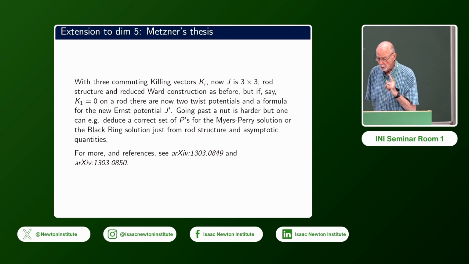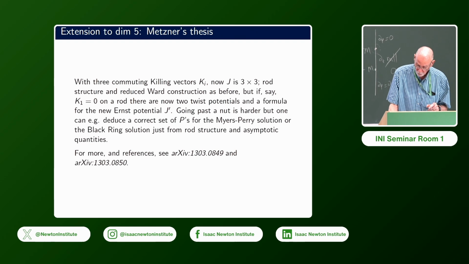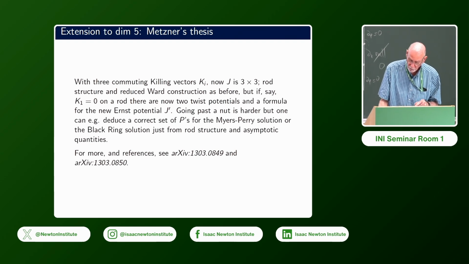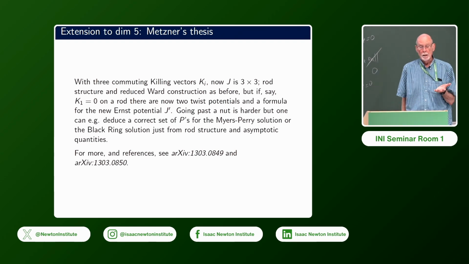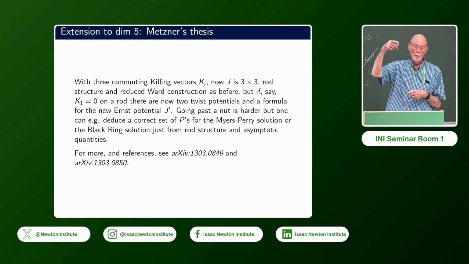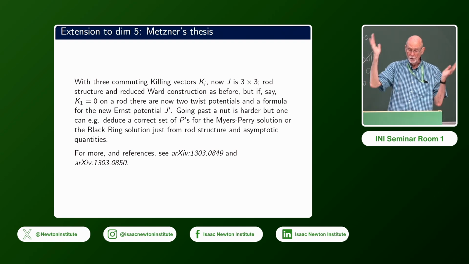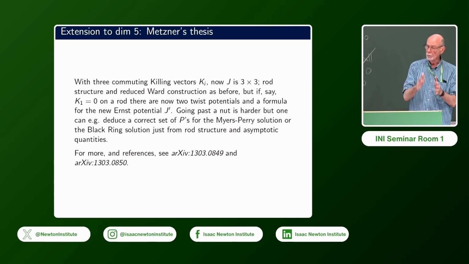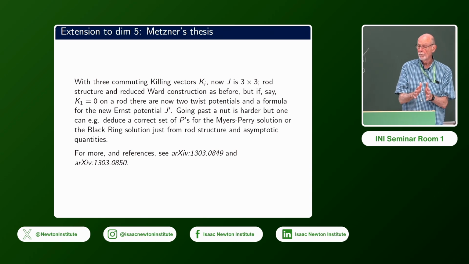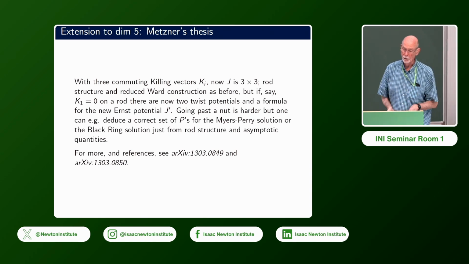I should say one of the reasons that Woodhouse and Fletcher were interested in this back in the day was that it was supposed to be another way of doing black hole uniqueness. If you know the asymptotic quantities, it fixes the P. It even tells you where the nodes are. So on the face of it, that's a form of black hole uniqueness.